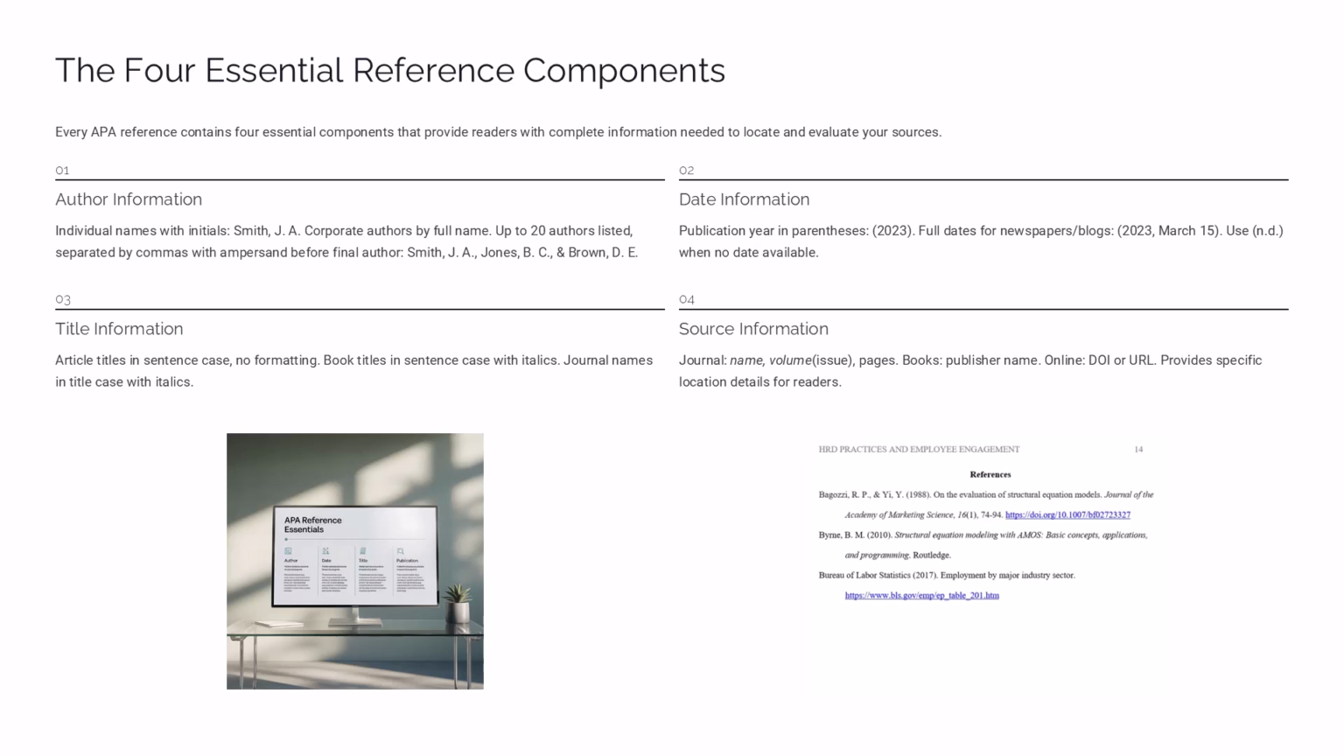The third component is the title information, which identifies the specific work you're citing. Title formatting depends on the type of source and helps readers distinguish between different types of publications. Article titles and chapter titles use sentence case capitalization and no special formatting. Book titles and journal names use title case capitalization and italic formatting.